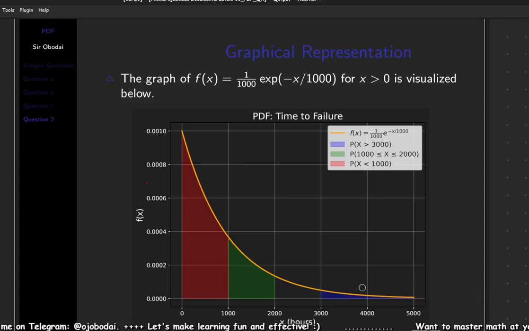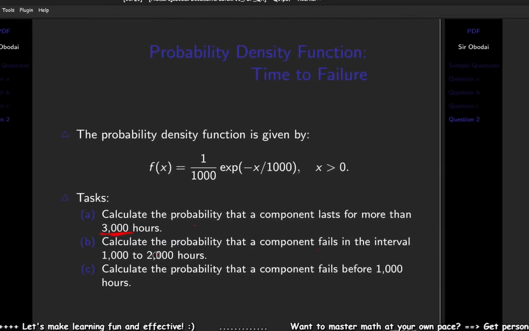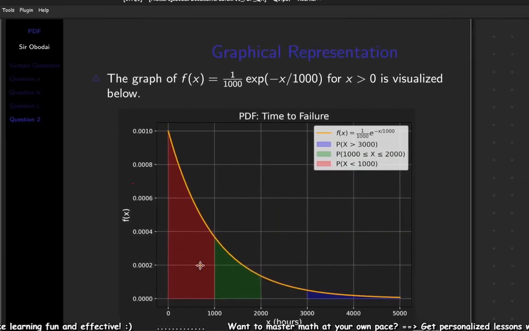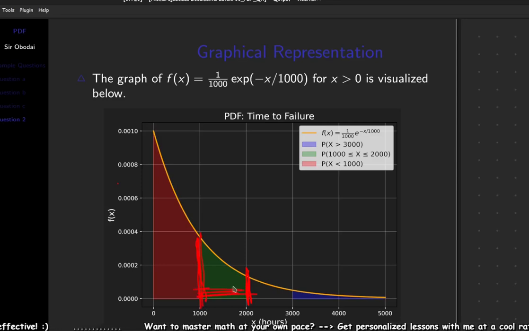Now we want the probability that the failure exceeds 3,000. This is our 3,000 here, so it will be all of this. We'll be calculating this area in a bit. Then the second part was to calculate the probability that a component fails in the interval 1,000 to 2,000. On our diagram, this is where we have our 1,000 and this is where we have our 2,000. We would be using integrals to give us the area of all of this.